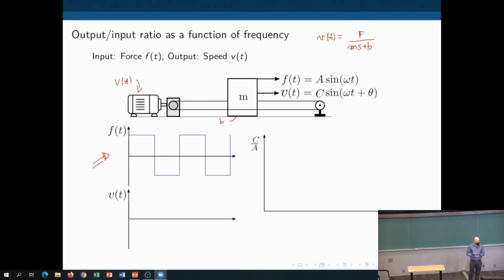If that is the force, what is the speed that we get in the output? Let's look at the speed first. Well, we are applying a force to this system. The speed will start to increase and eventually reach a plateau. And this plateau is F over B, provided that the system has sufficient time to reach steady state.